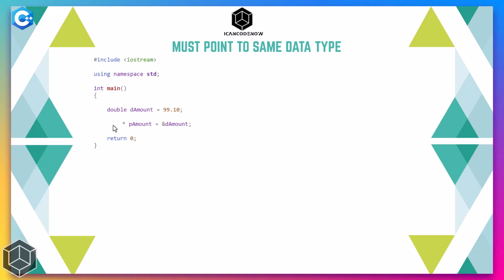In order to correct this, we simply replace this integer with double. So now this works because our double value is being pointed to by a double pointer. Both the data types of the variable and the pointer are the same. This works, and this is basically the idea. This is the only condition for this to work.